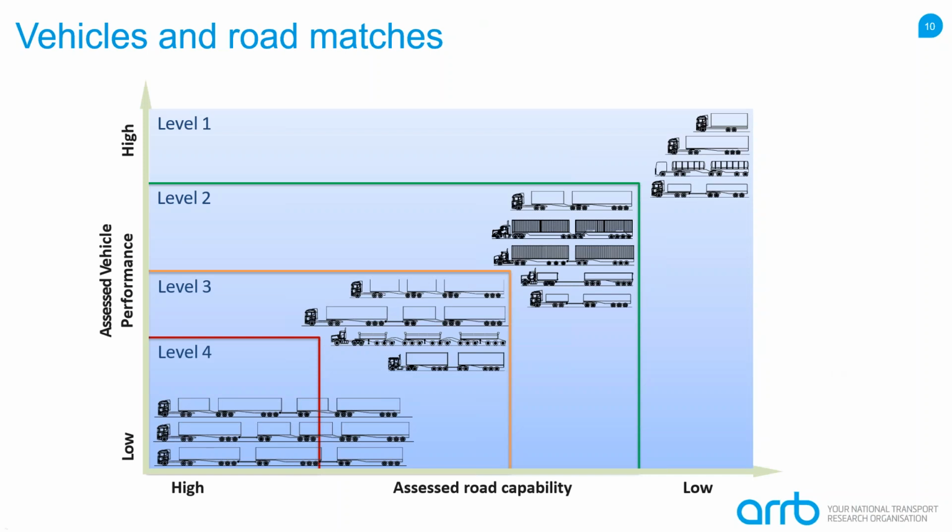This graph is a graphic representation of the assessed vehicle performance against the assessed road capability. Essentially, it shows that low assessed capability on a road can only support vehicles with a high assessed performance, while high assessed road capability can handle vehicles with lower assessed performance. An example of this, as you can see on the graph, is some of the larger, heavier vehicles which have a lower assessed performance on roads that have a higher assessed capability.